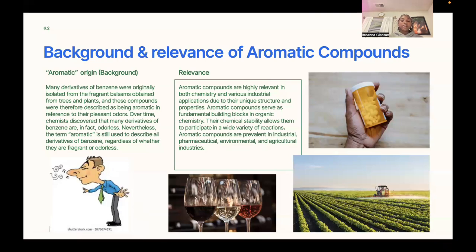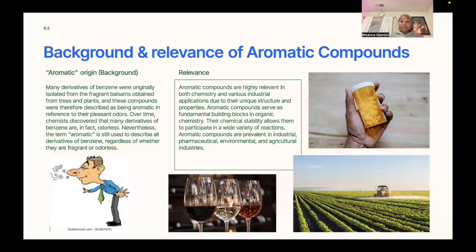So when you hear the term aromatic, you think of aromatics or aroma, and that has to do with smell and odor. Over time, chemists discovered that many derivatives of benzene are in fact odorless. Nevertheless, the term aromatic is still used to describe all derivatives of benzene, regardless of whether they are fragrant or odorless. So the name just stuck, regardless of most of these compounds not having any odor for real. So that's the background of aromatic compounds.